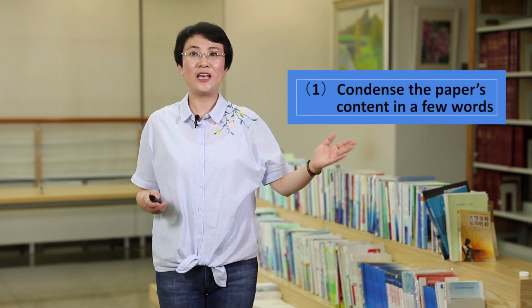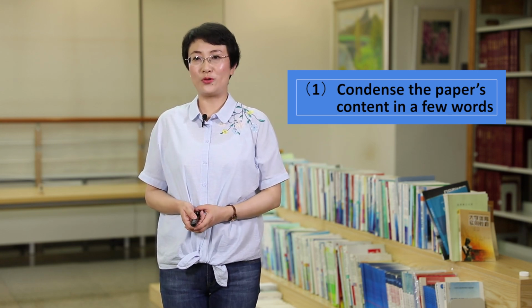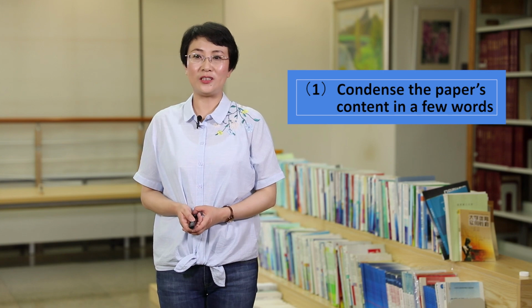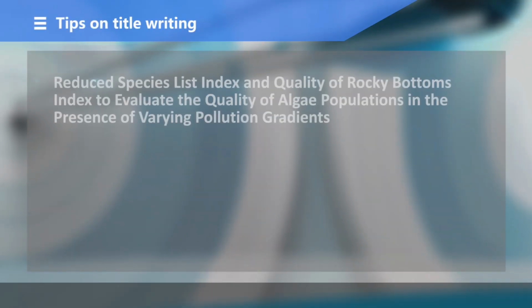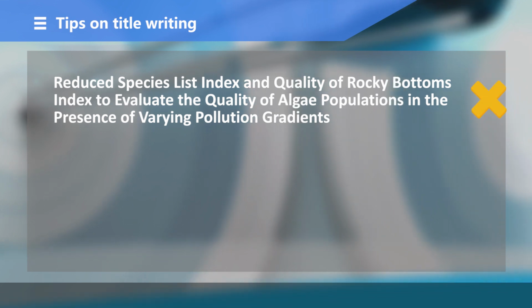To write a suitable title for research paper, there are some tips. First, we can condense the paper's contents in a few words. 我们可以总结概括论文的主要内容，从而写出标题。For example, take a look at this title. The title is too long, right? We may summarize the main points of the title.